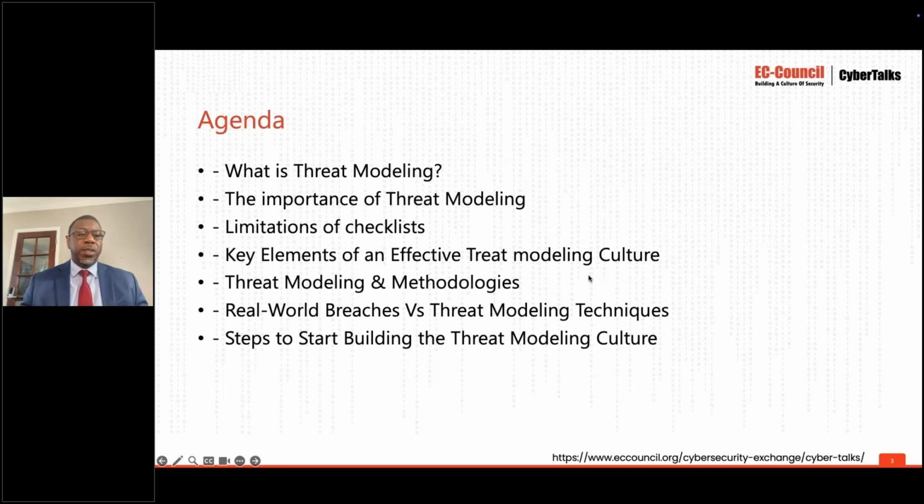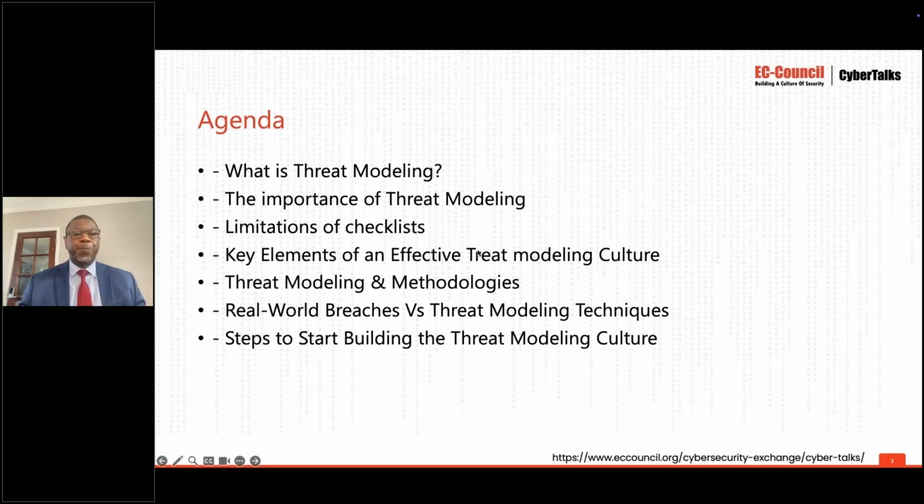Let's look at our agenda this morning. This is what we're going to be looking at today. We're going to cover what is threat modeling, the importance of threat modeling, the limitations of checklists, key limits, and how to build an effective threat modeling culture. We're also going to look at threat modeling methodologies, and we're going to look at real world breaches, because I want to show you how some of the real world breaches that we saw in the past, and how the company could have used threat modeling techniques to assist. And then we're going to take a step approach to look at how we can begin building out that threat modeling culture.